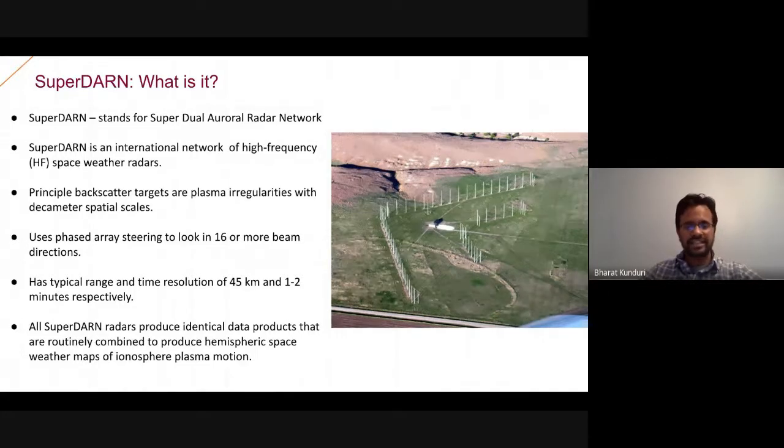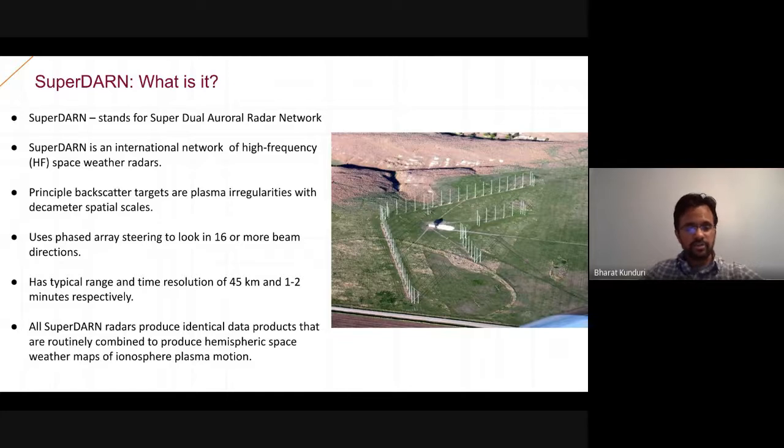The principal backscatter targets are decameter scale plasma irregularities in the F region of the ionosphere. We use a phased array to look into 16 to 24 beam directions, and we cover an azimuth of about 54 degrees. The typical range resolution is 45 kilometers, and we complete a single scan of 16 to 24 beams in about 1 to 2 minutes.